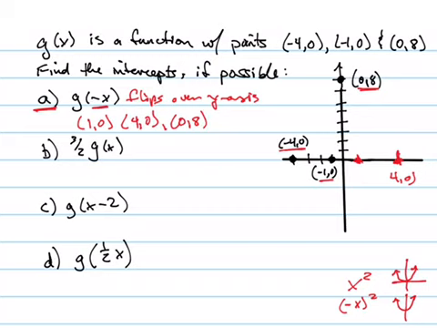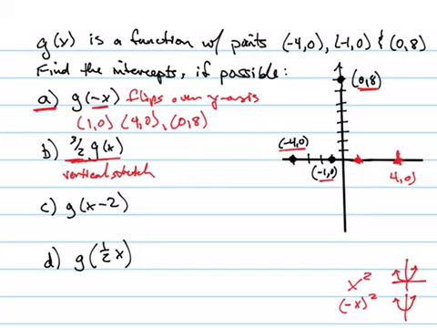If you do 3 halves g of x, 3 halves on the outside is a stretching in the vertical direction. So it's a vertical stretch. It means that every point gets stretched vertically.